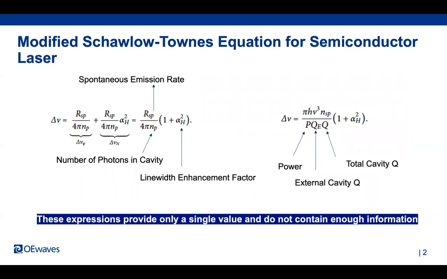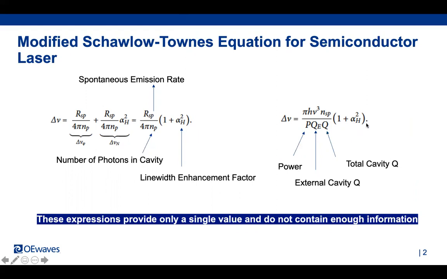Now, when we talk about the noise of the laser, in the laser community, typically the idea of line width is used. Line width is a notion that was introduced by Schawlow and Townes in their seminal paper, and is depicted by this delta nu. Later on, it was modified for the case of the semiconductor laser to include the line width enhancement factor that was introduced by Henry.